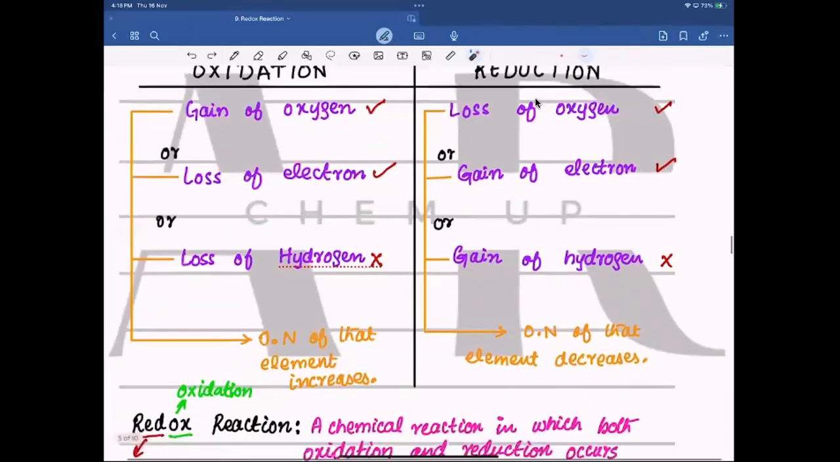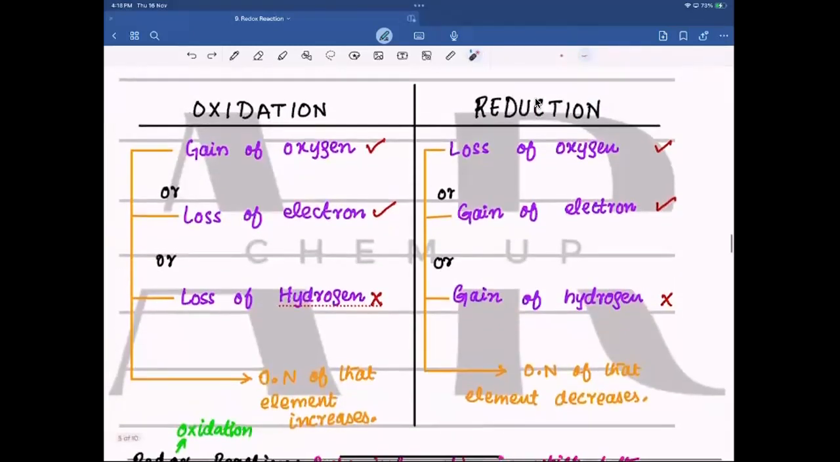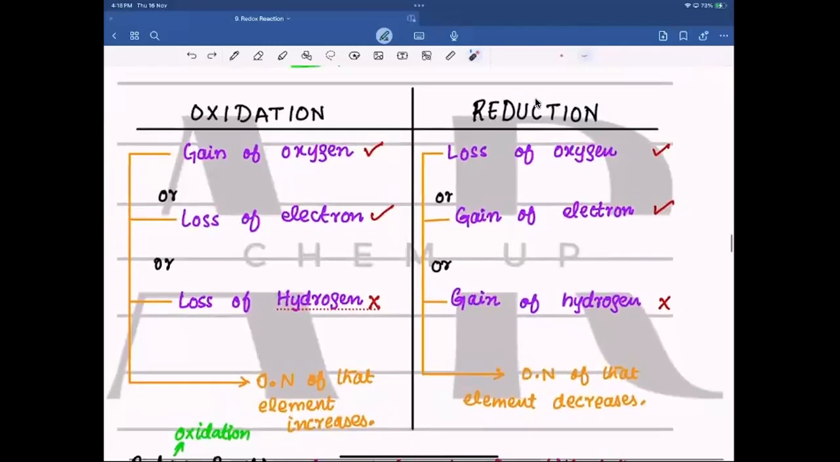Okay, so there are two processes, if you see. One is oxidation and the other one is reduction, right? And these two processes are exactly opposite to each other. Okay, so whenever oxidation occurs, the other substance always undergoes reduction.